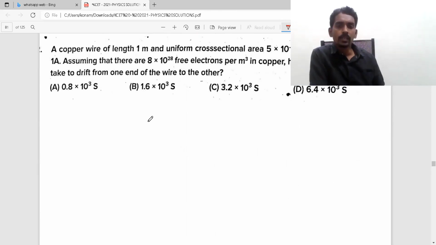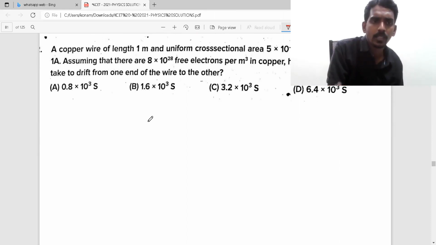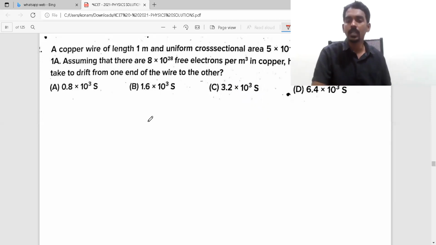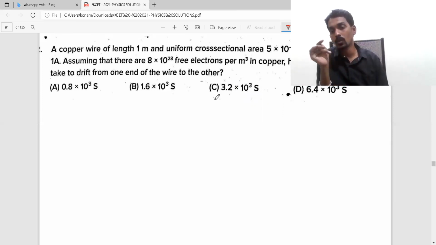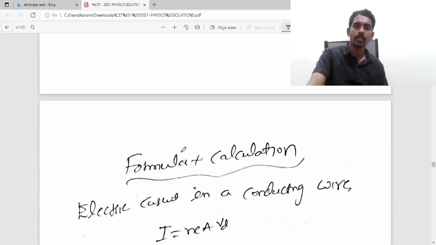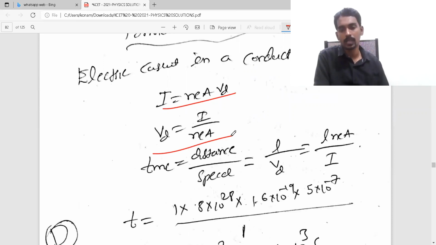Now this is also a direct formula. When you read the question, you can take the length as this much, area as this much, current as this much, and the n value, the number of electrons per unit volume, meaning electron number density. Where the electric current in a conducting wire is I equal to nevA. That formula you can take, then you can get it. I equal to nevA, so that you can get the average speed of the electron, because they are asking the time to travel a particular distance, length.